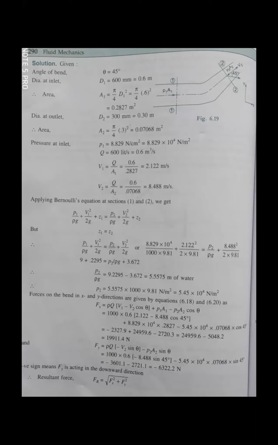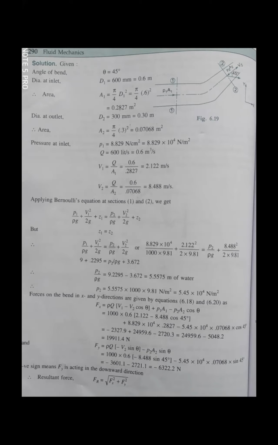You get some value, and the resultant force you will find by root over Fx square plus Fy square, and the direction of action of this resultant force, or the angle made by this resultant force on the bend, is given by tan theta equal to Fy by Fx, and that angle can be found.